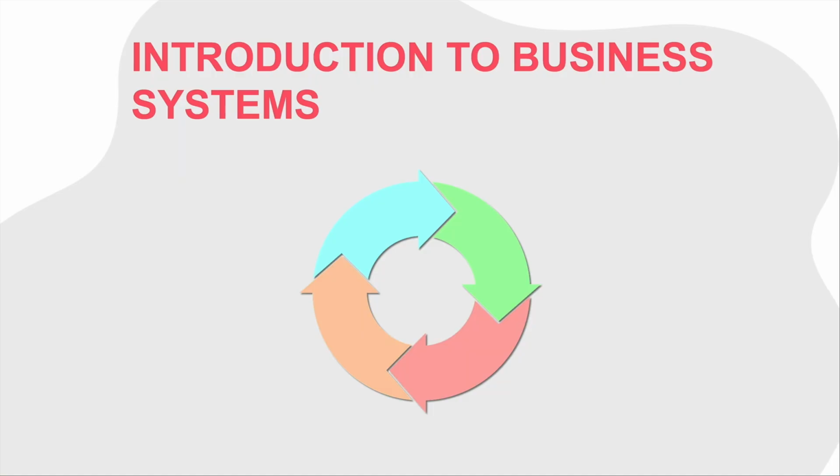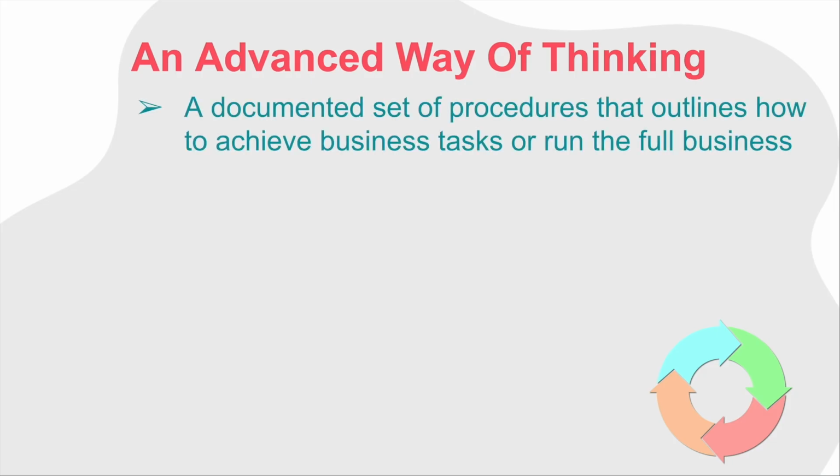With this video, I want to introduce the section of the course which is going to focus on creating business systems. Business systems are an advanced way of thinking and strategizing about a business. It's something that gives your business a long-term foundation to do well. Generally speaking, it's a documented set of procedures that outlines how to achieve business tasks or how to run the full business.